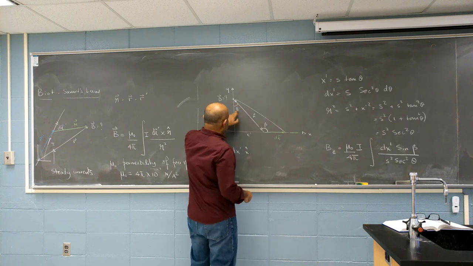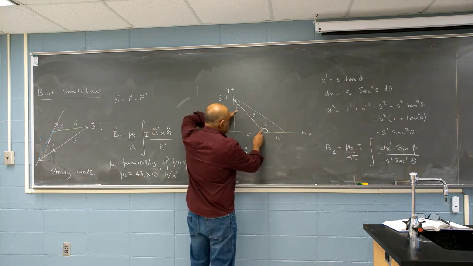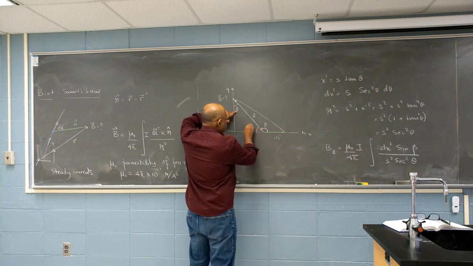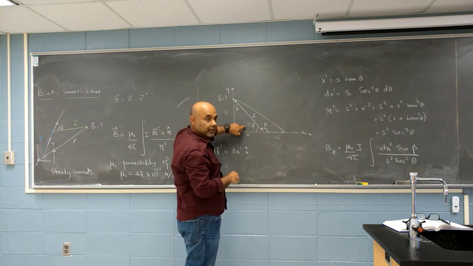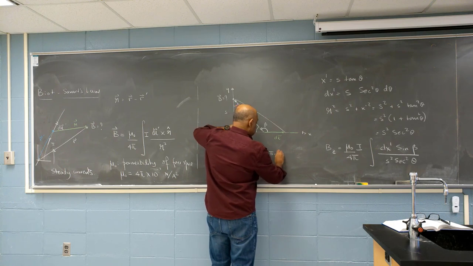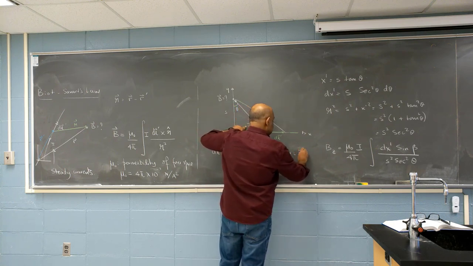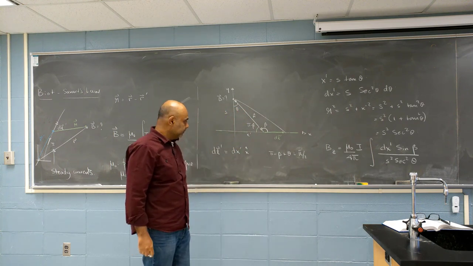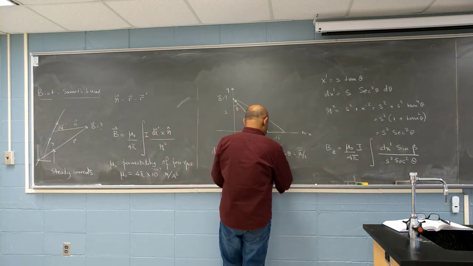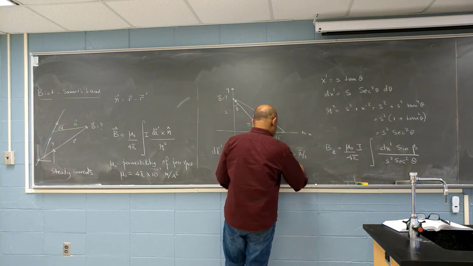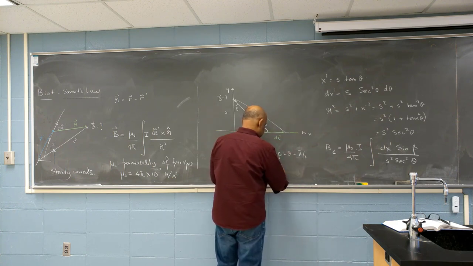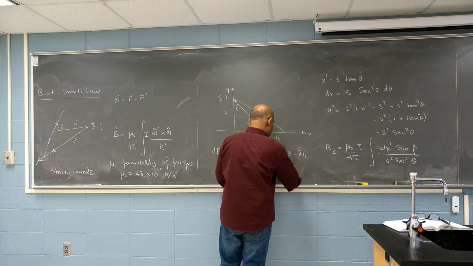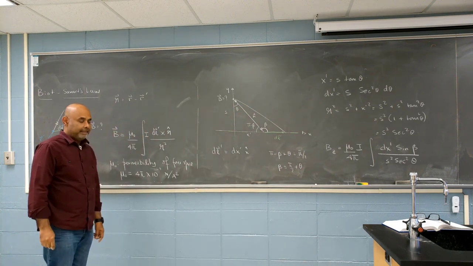So to get beta, I need to write it with respect to theta. So what's this angle? Pi minus beta. Now these two should add up to be what? 90 degrees. So pi minus beta plus theta equals pi over 2. So theta is equal to pi over 2 minus pi, or rather beta. Beta is equal to pi minus pi over 2 plus theta. Correct?